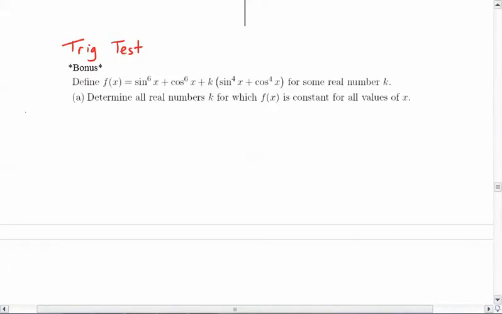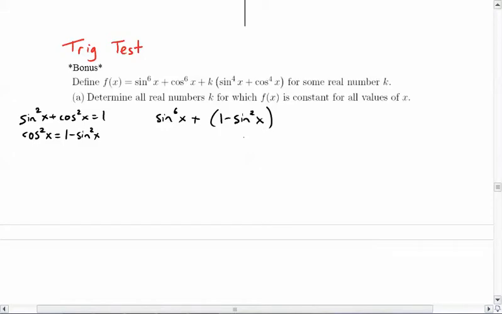Now, using my favorite formula, that sine squared plus cos squared is equal to 1, we can get rid of all the cosines in this formula and have it be an equation that only has sines. So let's just solve this for cosine by moving the sine to the other side. So now instead of cosine squared, I'm going to write 1 minus sine squared.